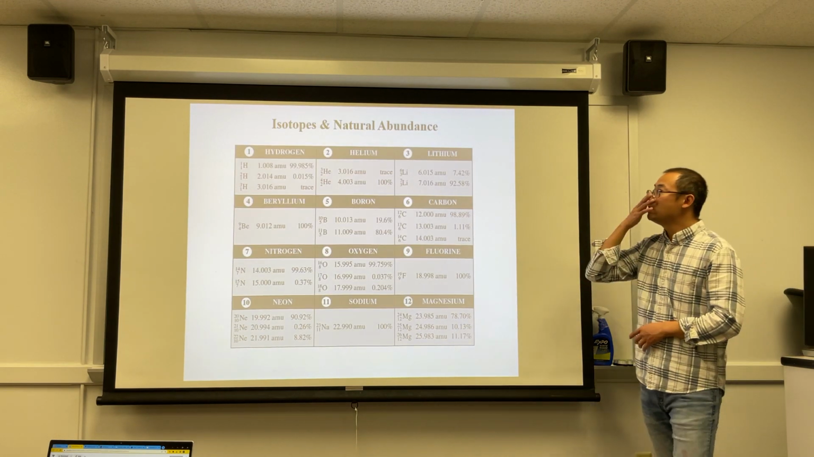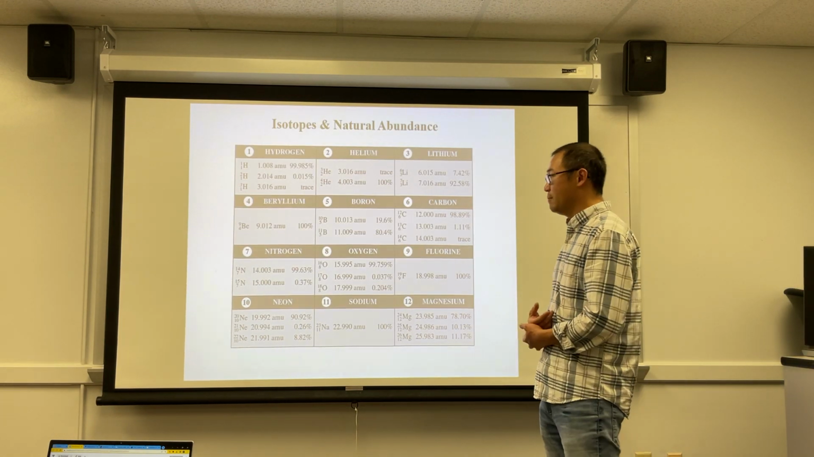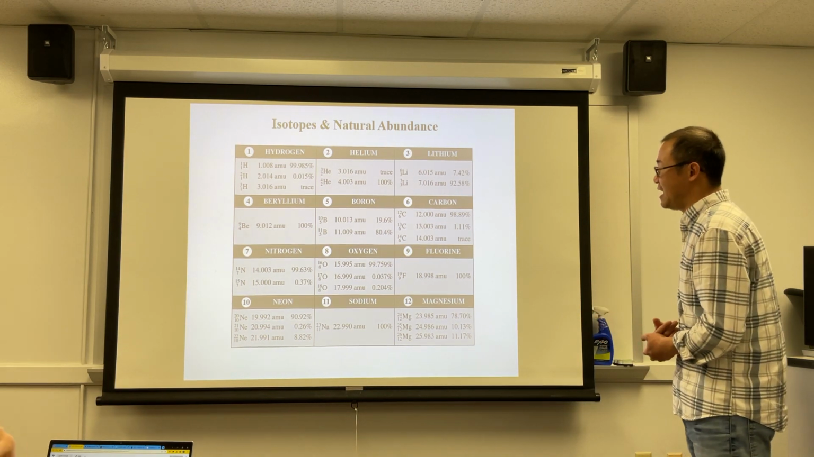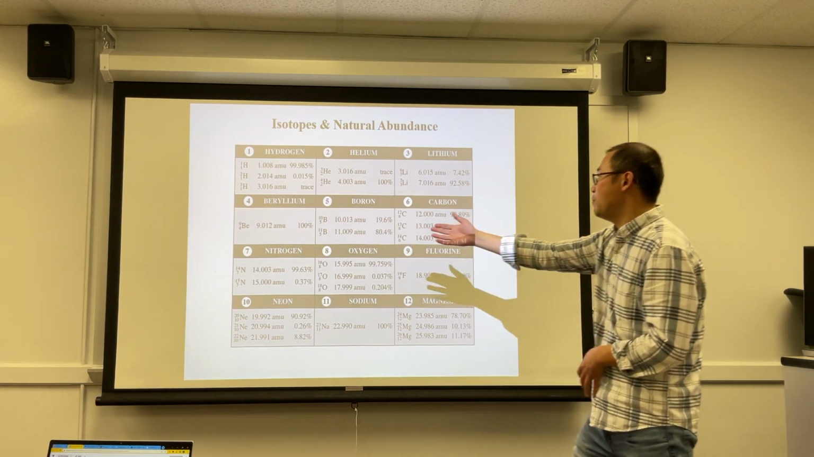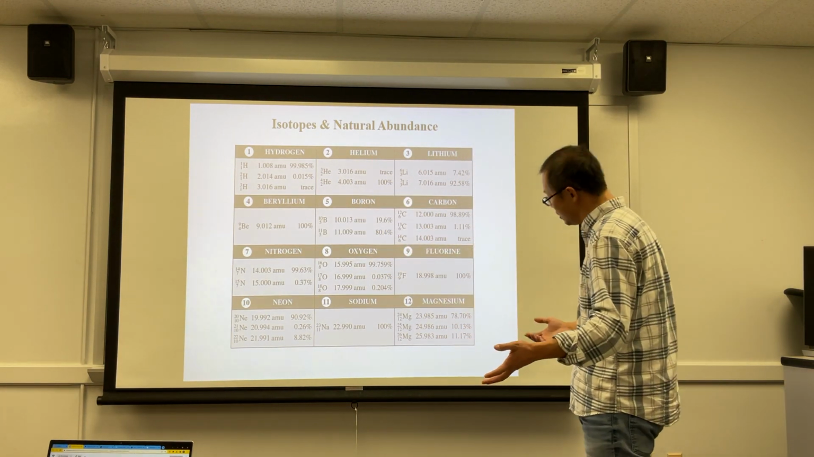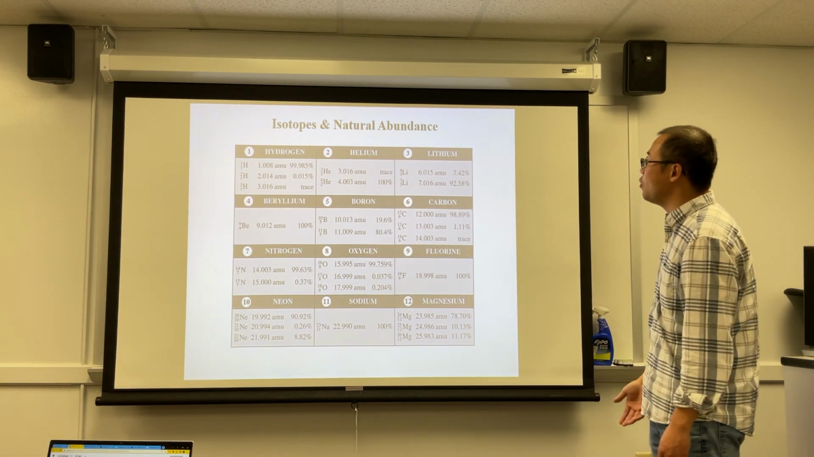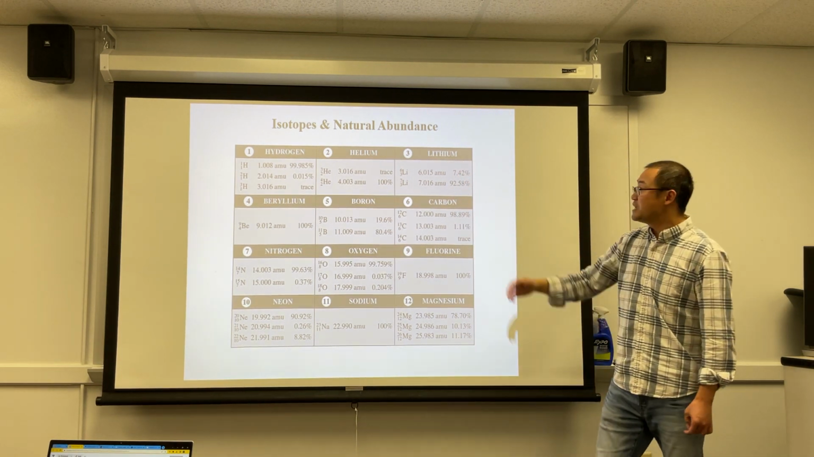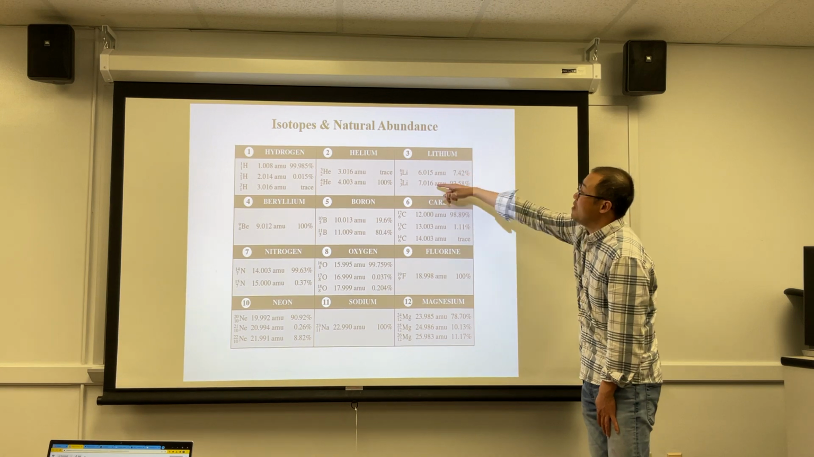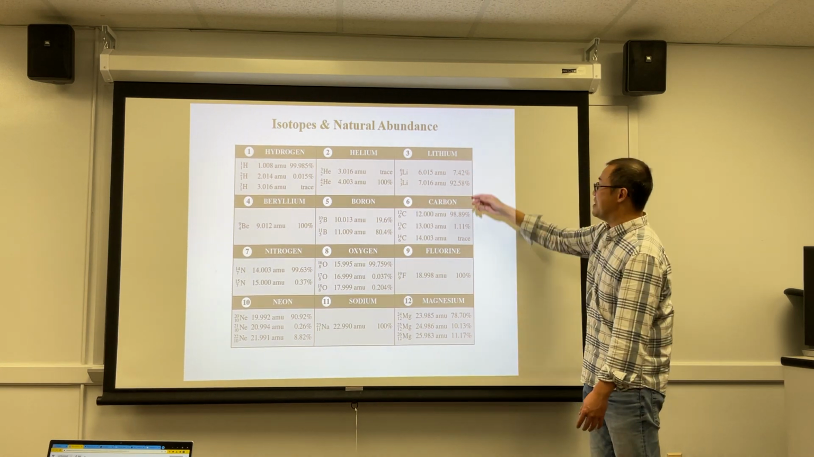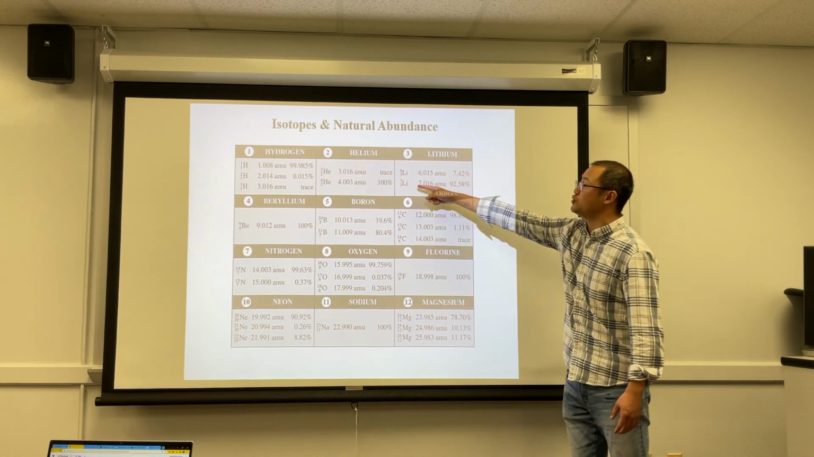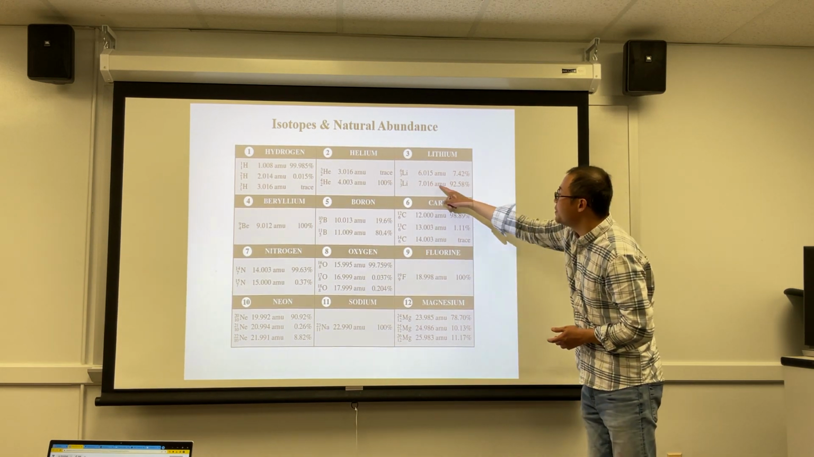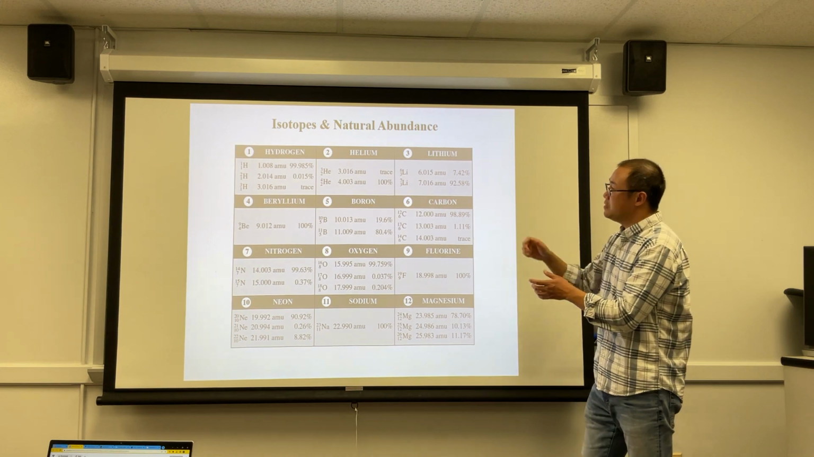And you can see here, most elements exist in different isotopes, and they come in different percentages, except this one, beryllium, because there's only one isotope. But most of them come in different isotopes, and they have different percentages. Different percentage means different isotopes will have different contributions. If the percentage is high, this isotope will contribute more.